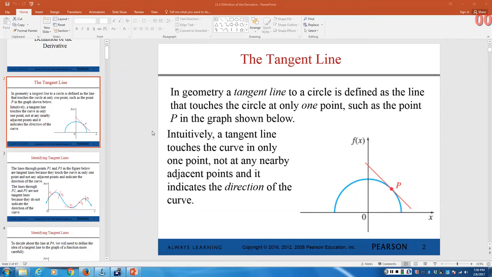So intuitively, if you think it can only touch it in one point, that it indicates the direction of the curve, because it only touches it in that one place. And when it indicates the direction of the curve, if you think about direction as being positive or negative, and how steeply positive or negative, then that's the same as a slope. Okay?